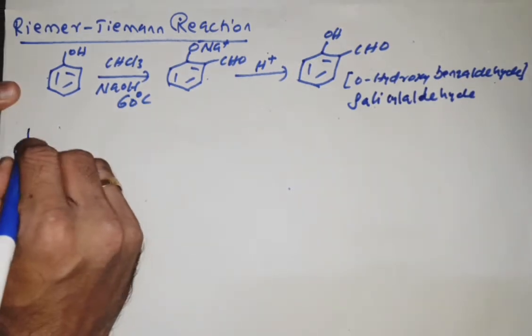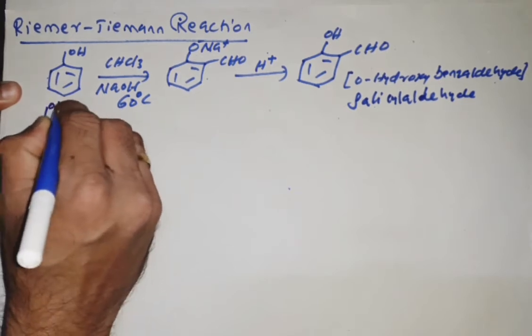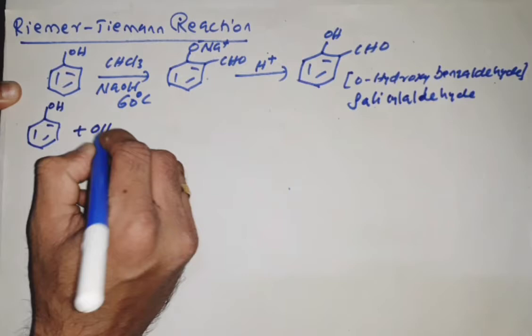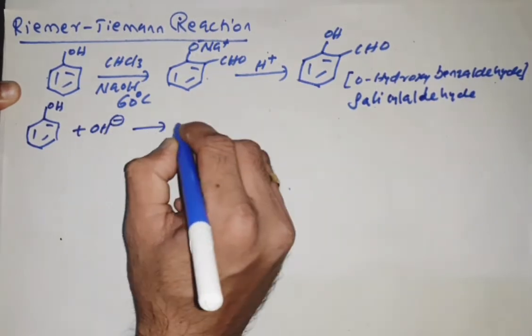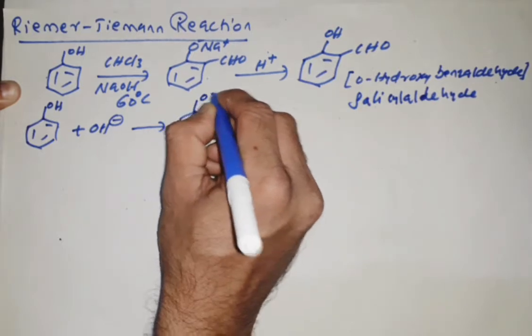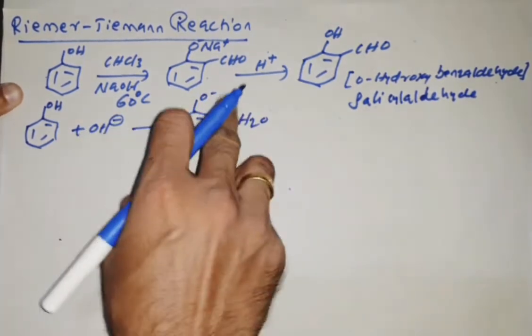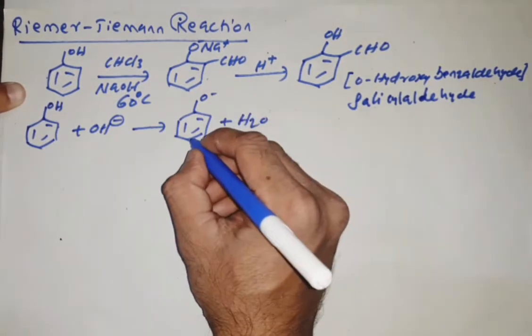First step, this phenol reacts with this base to form a salt, phenoxide ion, plus water. Sodium hydroxide converts it to sodium phenoxide. It simply forms sodium phenoxide.